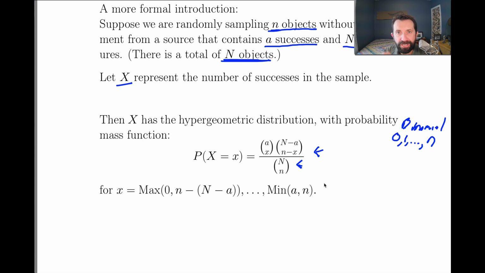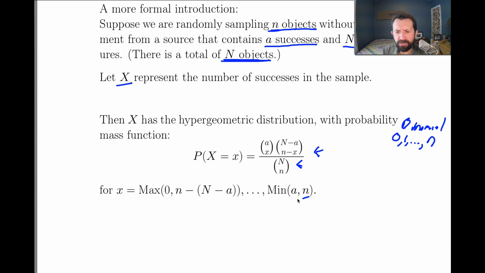Okay, we're drawing n balls from this source. We cannot possibly have more successes than little n, right? We're drawing little n balls. We cannot possibly have more successes than the number of balls or objects that we're drawing. So the maximum value x takes on can't be bigger than little n. That makes sense, right?